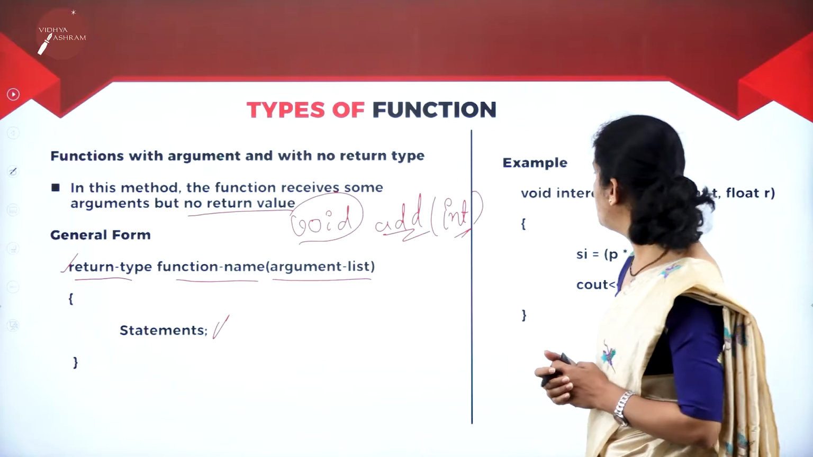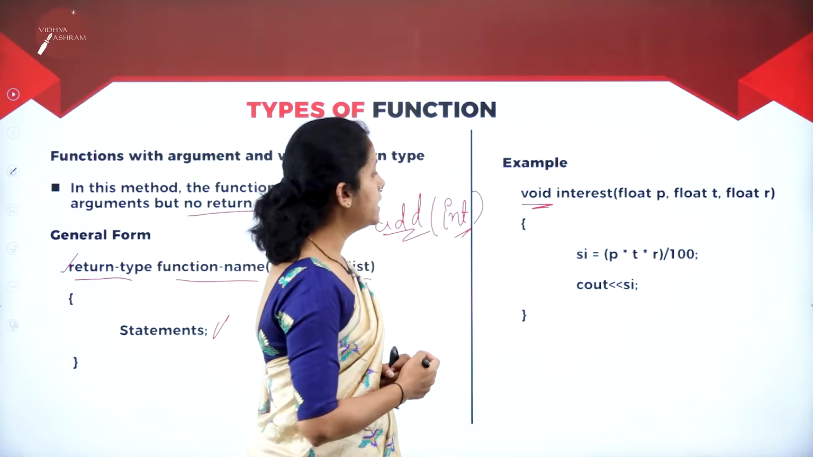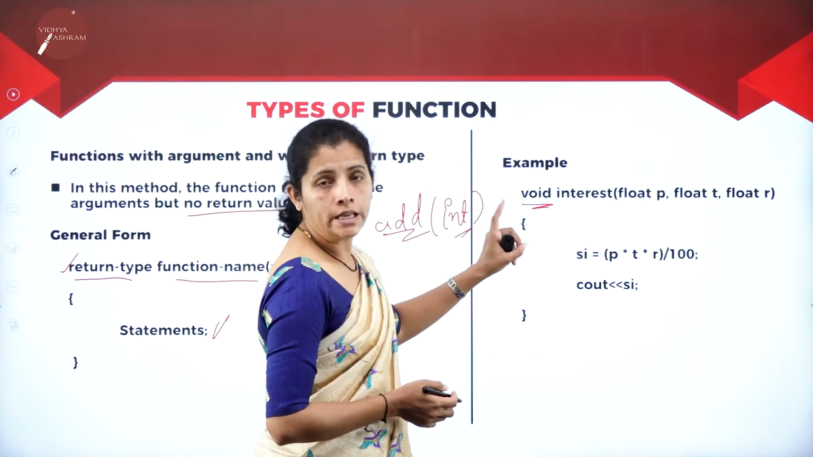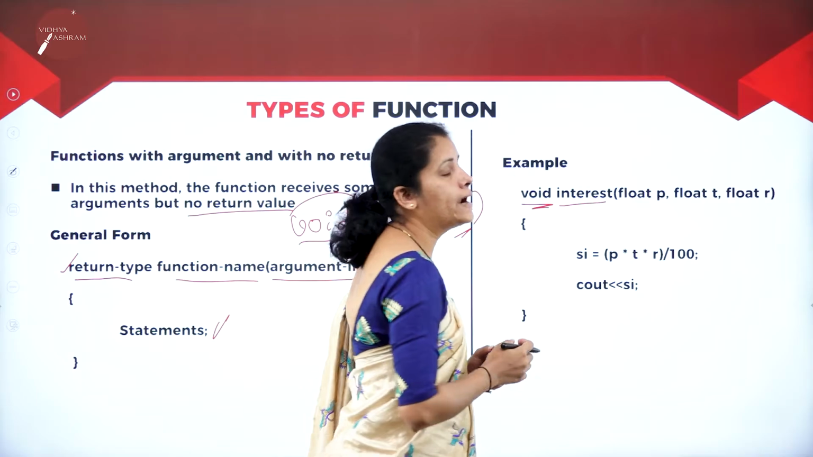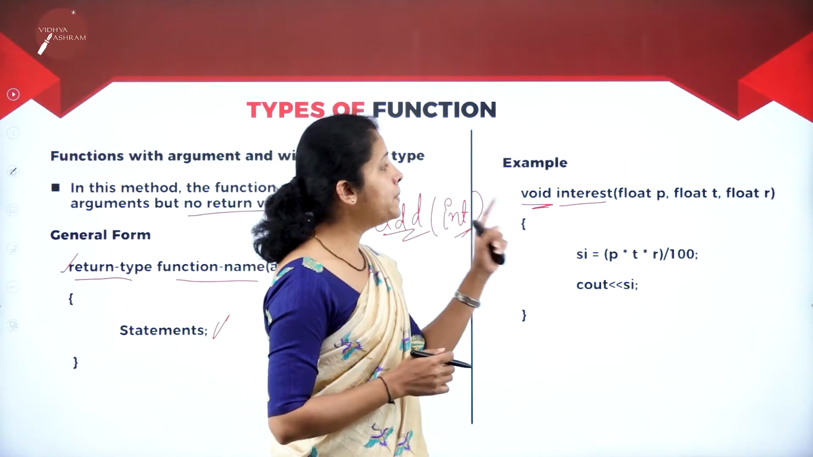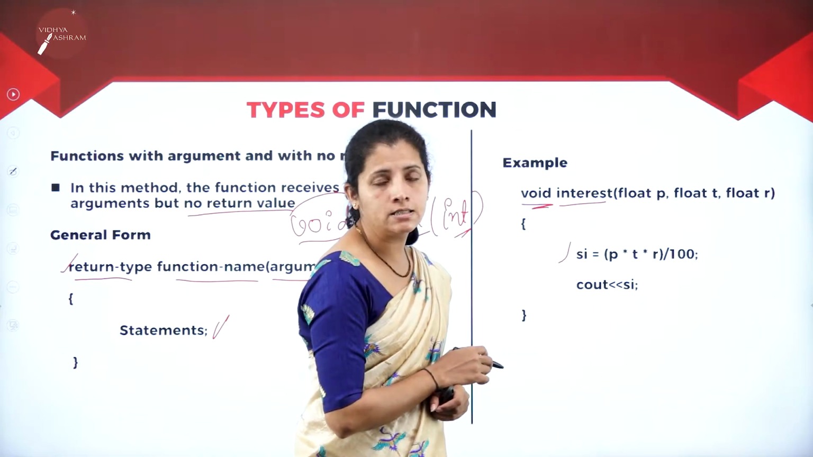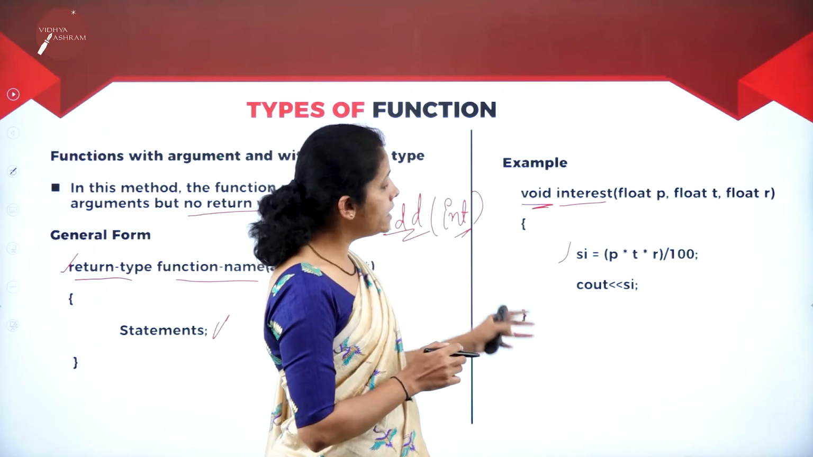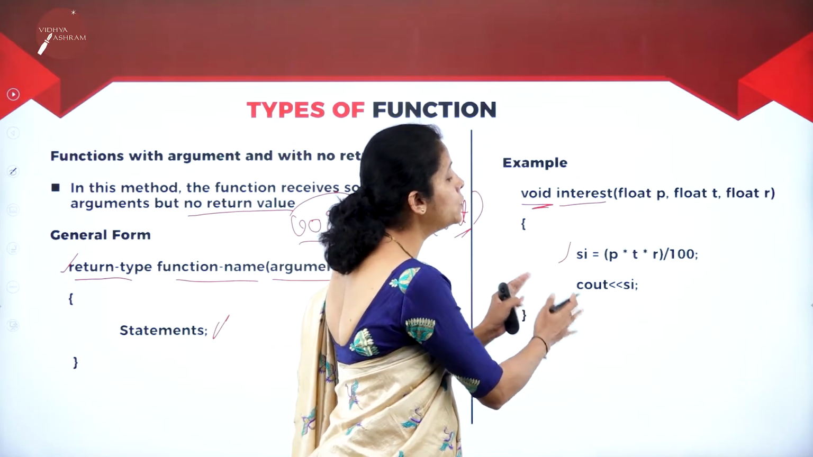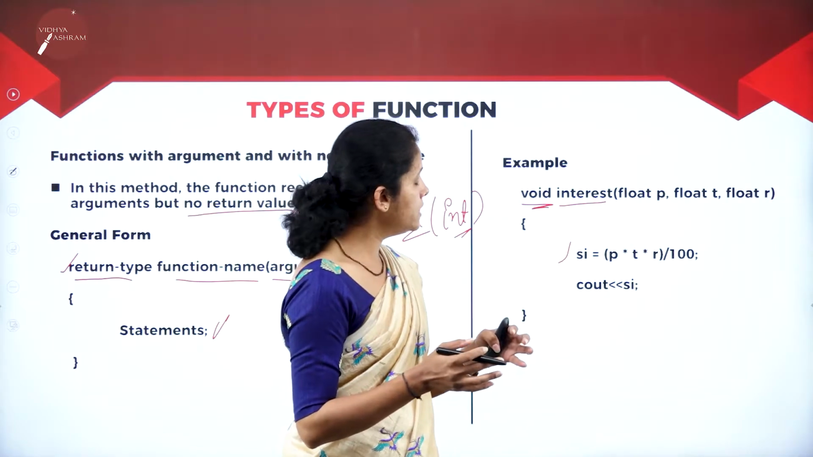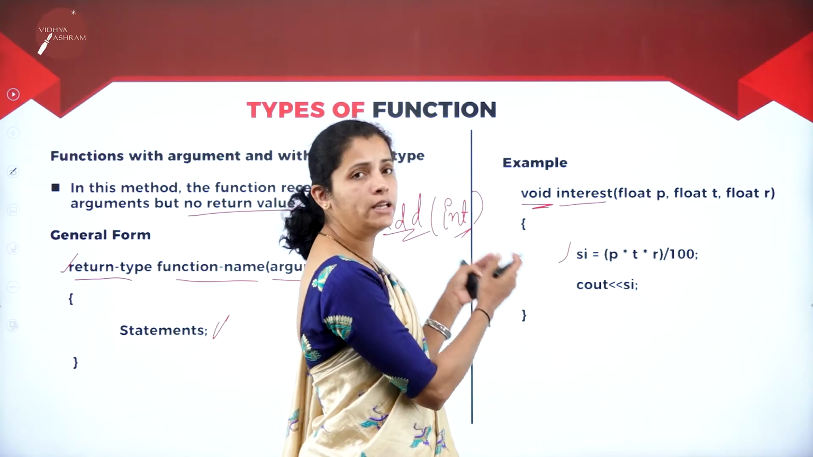Now let me take a simple example here. What's the return type? It is void. That means it is not returning any values. And what is my function name? That is interest, and I have three variables, say P, T and R. Now I'm going to find the simple interest. After finding the simple interest, here itself I'm going to display the simple interest. So here I'm not going to return any value. So dear student, just make a note here that I'm not going to return any value. Here itself I'm going to print the value.